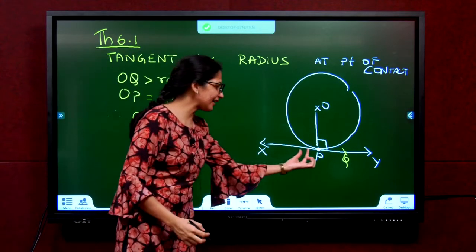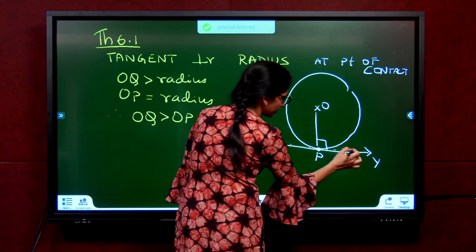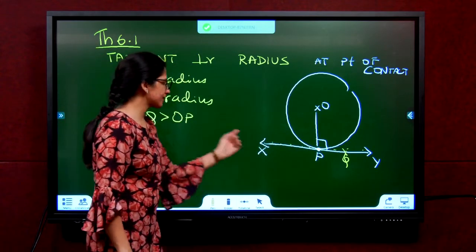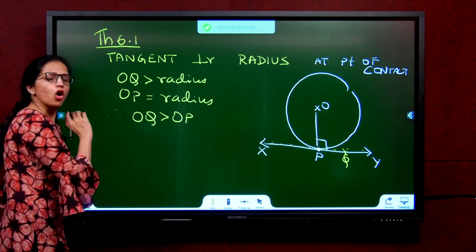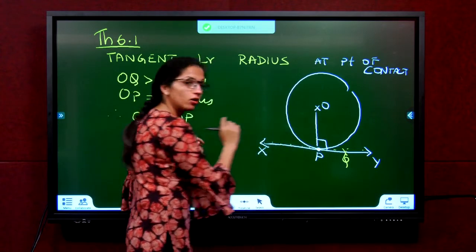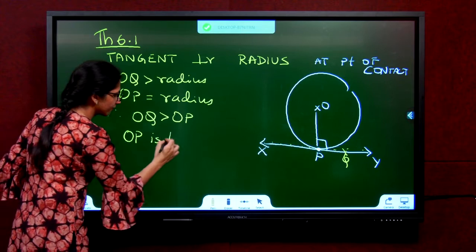If you take any other point on XY, let it be here, anywhere, keep shifting the Q. You will always get OQ greater than OP. For any other point on XY, always OQ is greater than OP. Always, except for OP. So therefore, can I say OP is the shortest distance?